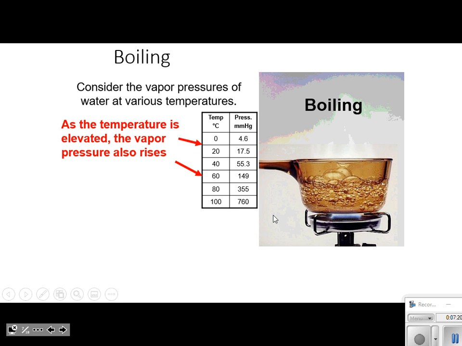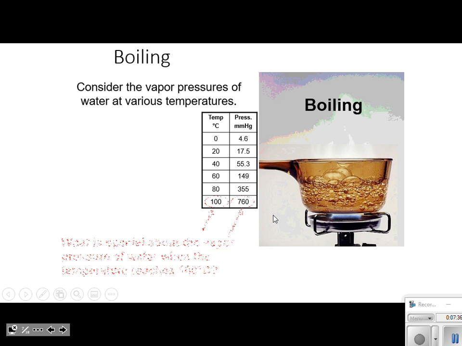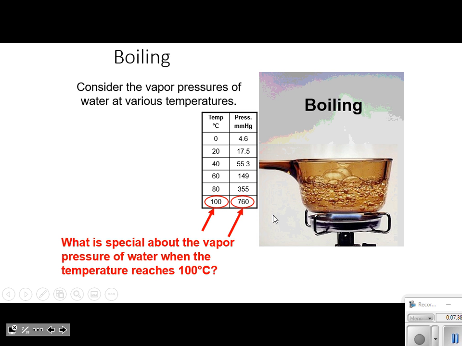Okay, so as the temperature rises, so does the vapor pressure. Remember, we call that directly proportional. As one goes up, the other one also goes up. Now, what is special about the vapor pressure of water when it reaches 100 degrees Celsius? Gavin? Yeah, that's 760. Remember, 760 millimeters of mercury.